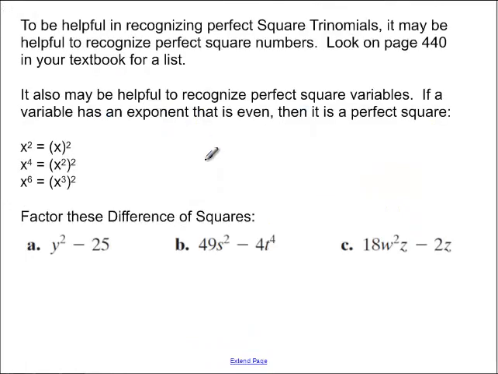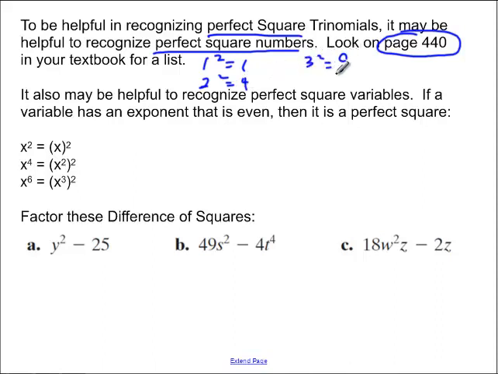Let's go through some examples. And I guess before we get to the examples, we're going to talk about recognizing perfect squares. We're going to look for perfect square numbers. And really on page 440, there's a list of perfect square numbers. In other words, 1 squared equals 1. 2 squared equals 2 times 2 is 4. 3 squared equals 3 times 3 is 9, etc. 16, 25, 36, 49, 64, 81, 100.